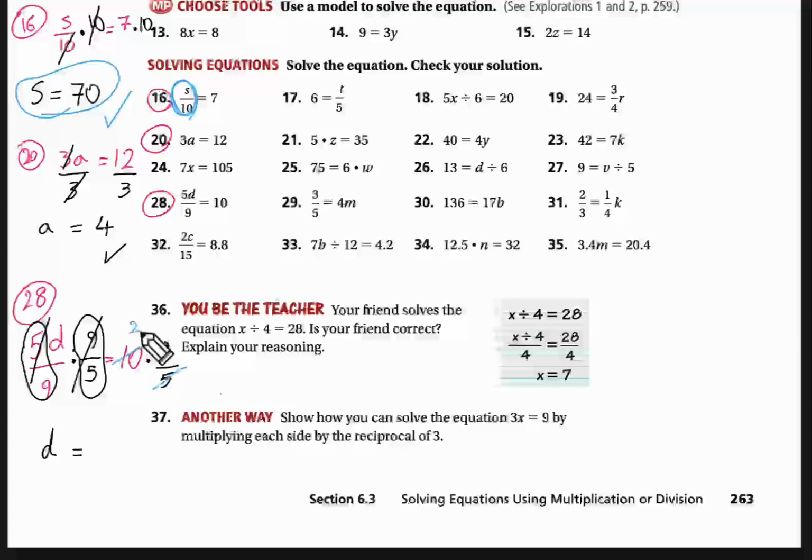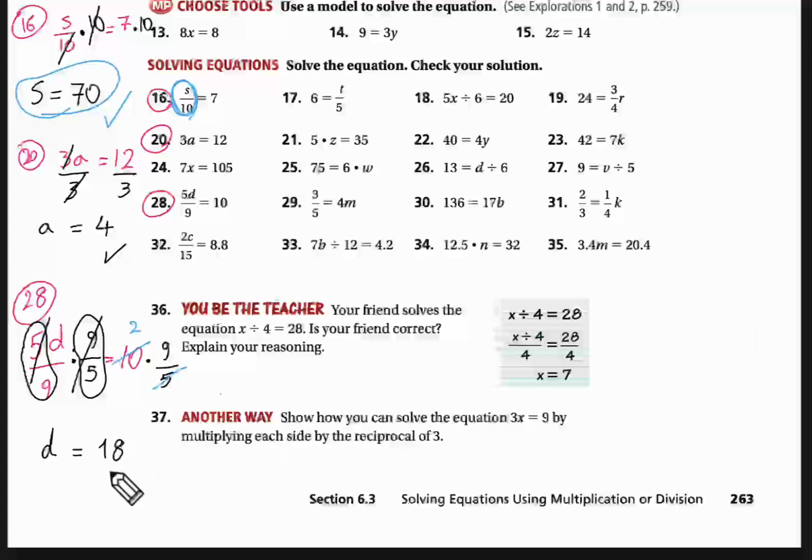Now, the 2 and the 9. 2 multiplied by 9 is 18. So D equals 18.